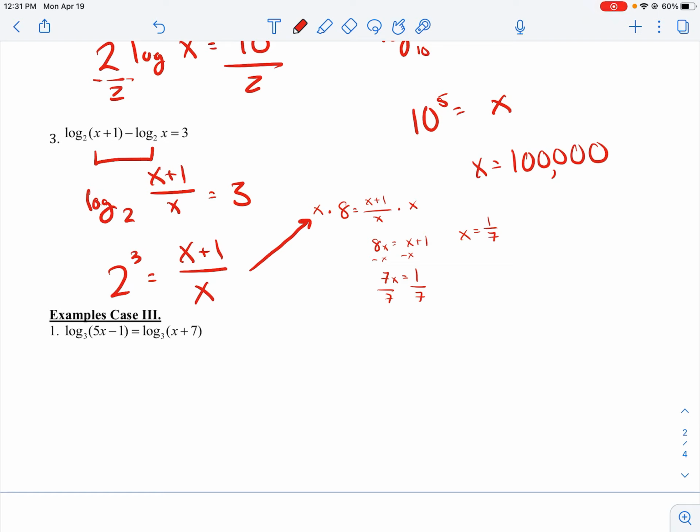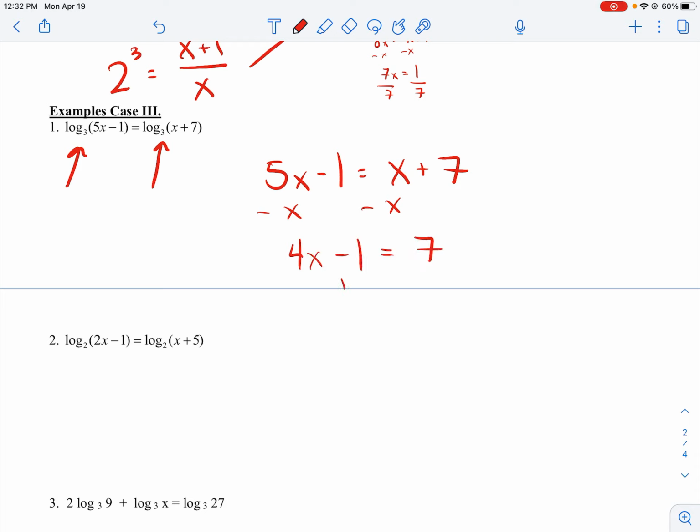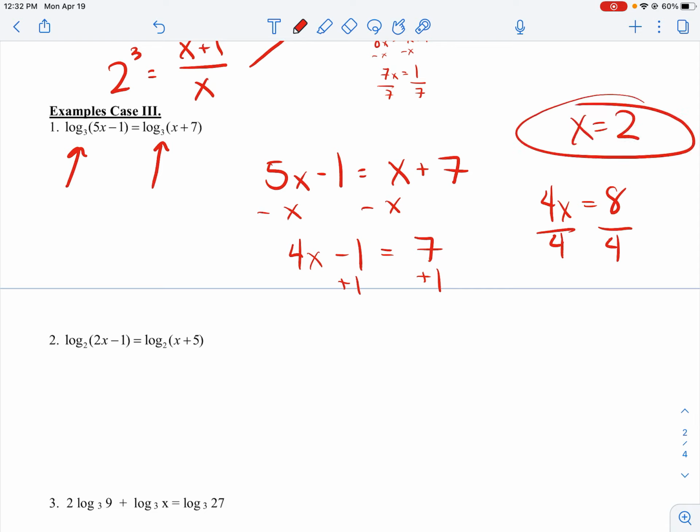Okay. And the last part is the easiest one, right? So all we're looking for is, do we have logs on both sides? Do they have the same base? If they do, we drop the logs, and then we just solve. X is equal to 2.